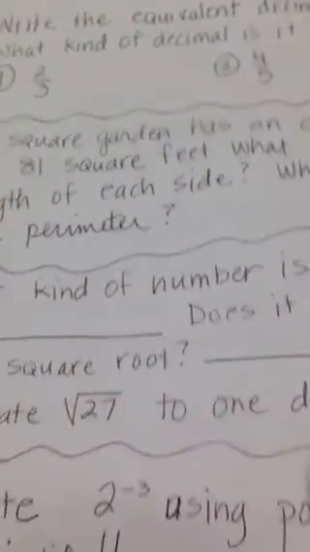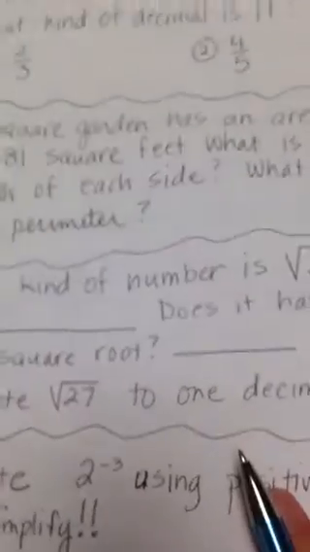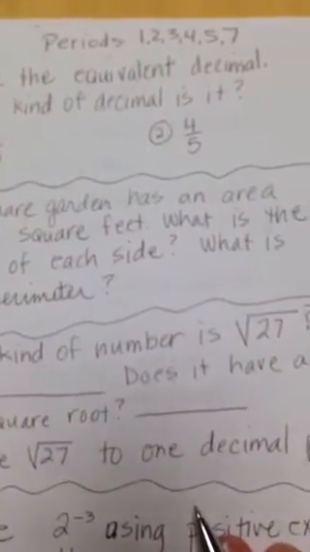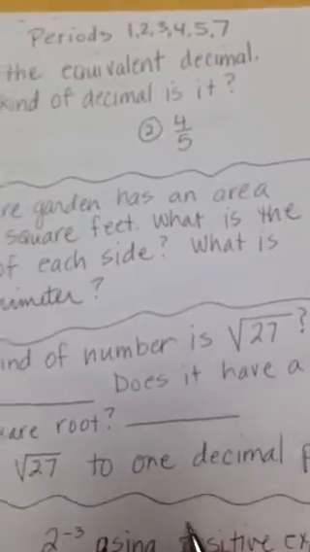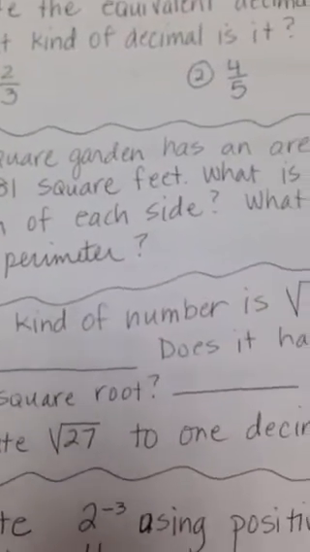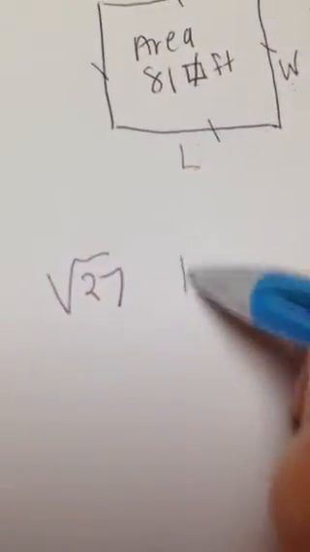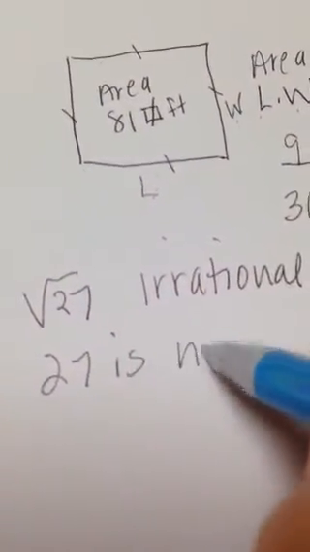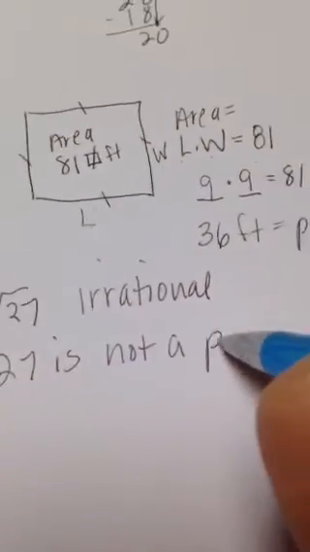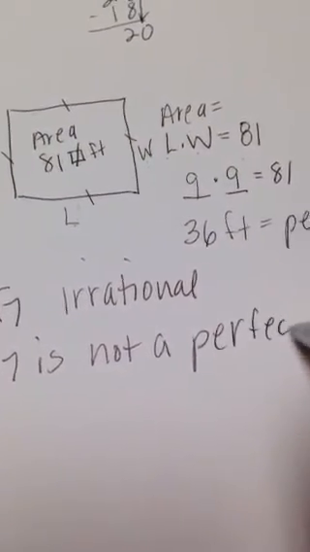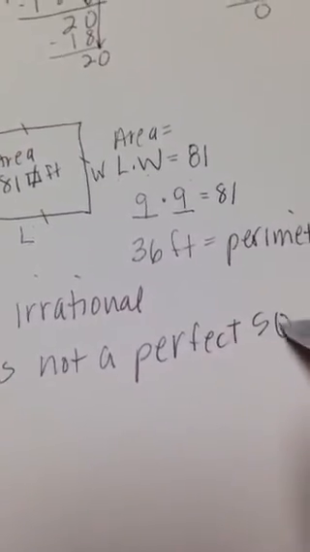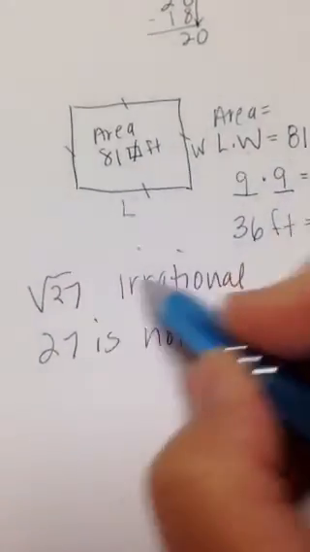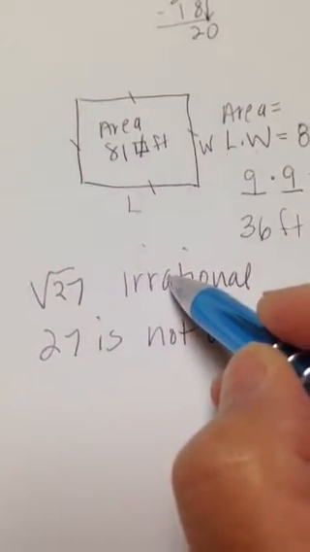Okay, what kind of a number is the square root of 27? What kind of a number is that? Well, the square root of 27 is irrational. Why? Because 27 is not a perfect square. Therefore, the square root of 27 is going to be some crazy irrational number.